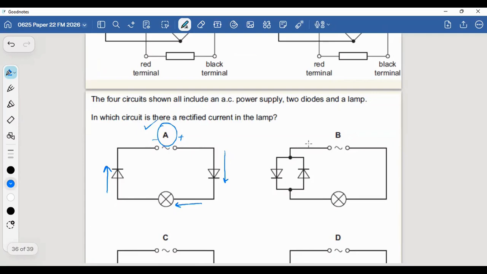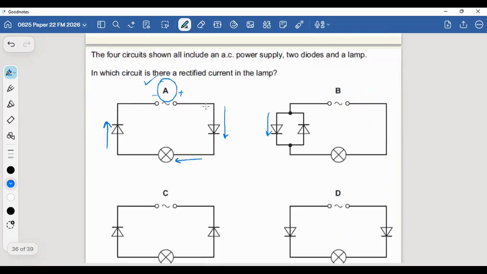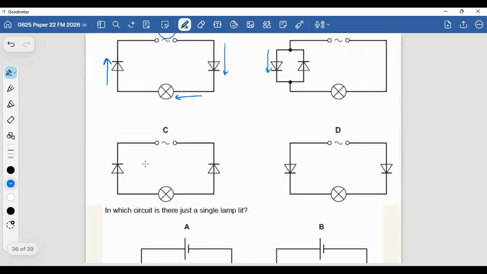Let's see why this is not. This is allowing when it was positive, it is flowing through it. When this was positive, it was flowing through it. So this was not a rectified circuit at all. And this is blocking for all the positive. This is again blocking all the positive. Like this is allowing the positive and this is blocking the positive.